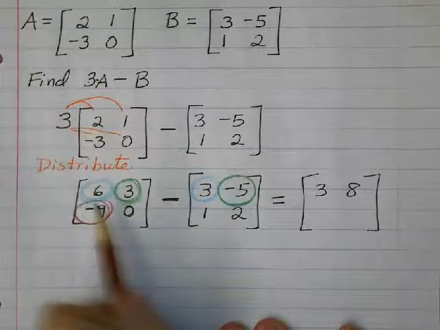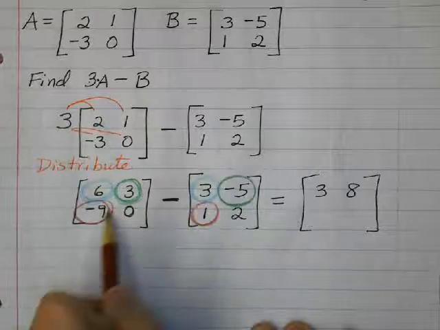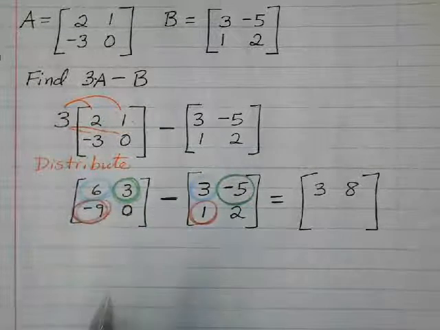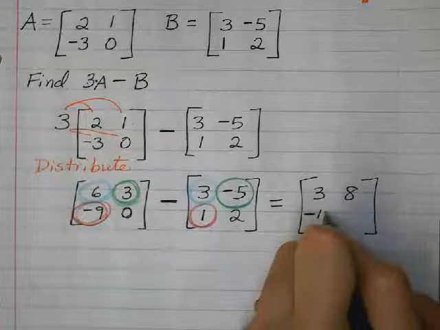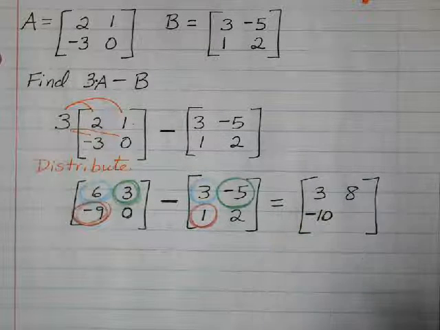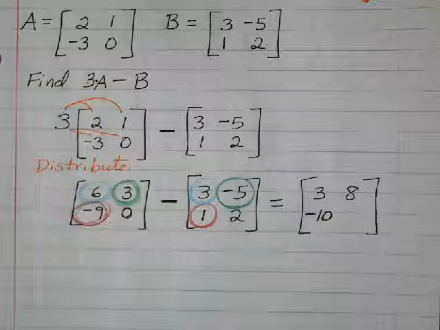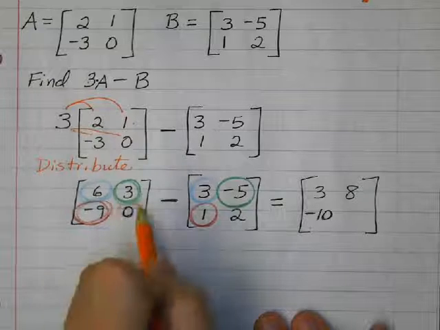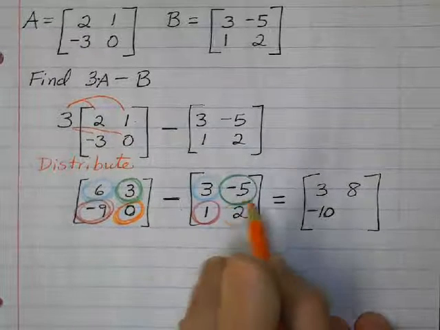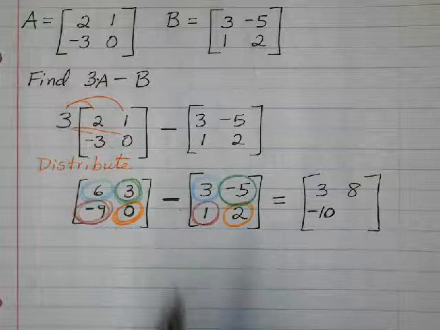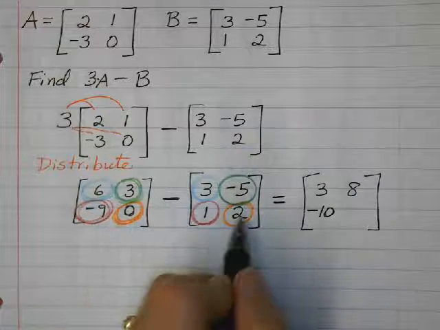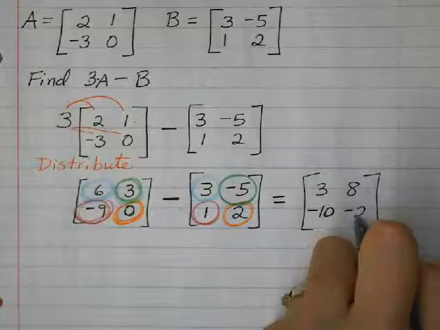Then we got this negative 9 down here in the bottom corner. Negative 9 minus 1, that'd be negative 10. And then finally 0 and this 2, see in that corner? I'm just trying to color code it so you see it's just the same locations. 0 minus 2, that'd be negative 2.